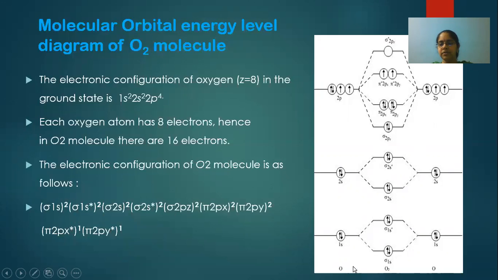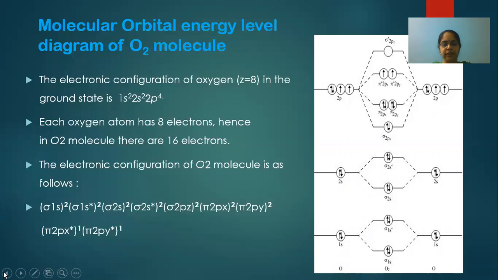The two atoms and their atomic orbitals are shown on the sides, whereas the molecular orbitals are represented in the middle. So sigma 1s2, sigma star 1s2, sigma 2s2, sigma star 2s2, sigma 2pz2, pi 2px2 equals pi 2py2, then pi star 2px1 equals pi star 2py1. So till here, 16 electrons are distributed.